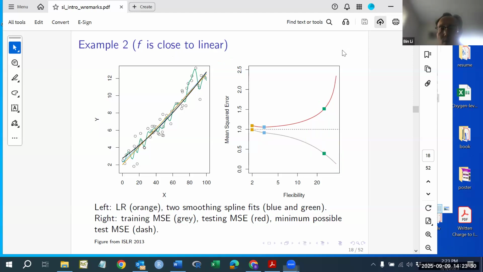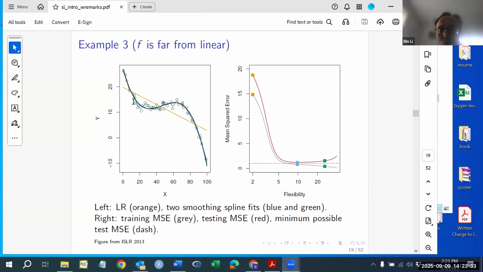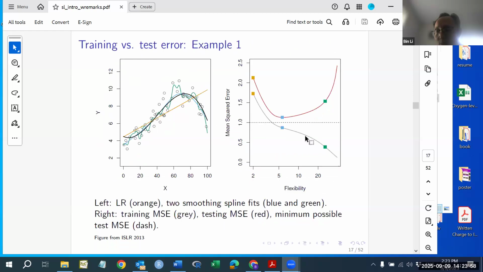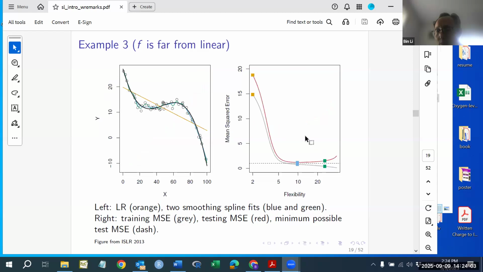And in the third example, when the true function is far from linear, you can see we still have a linear model here, a nonlinear model, that's the blue one, and that's the green one. So now the question is, which one is better? The orange one, blue one, or the green one for these 3 examples? Which one is better?